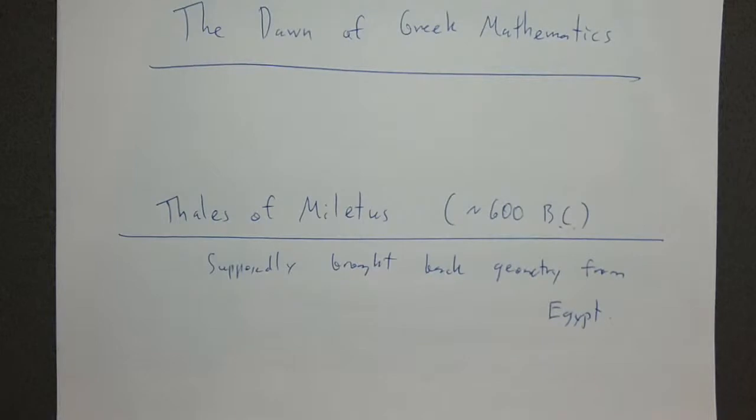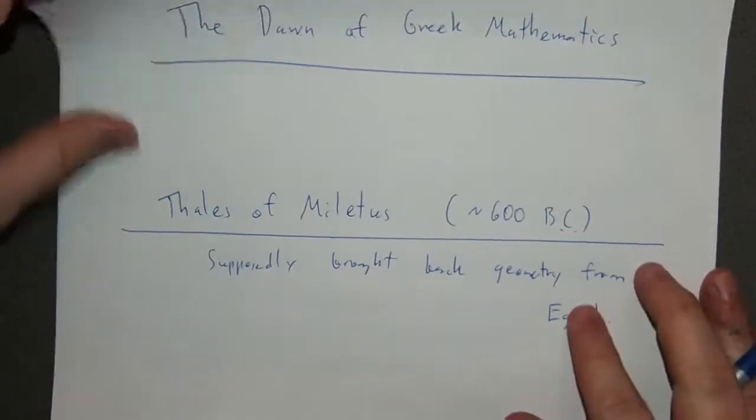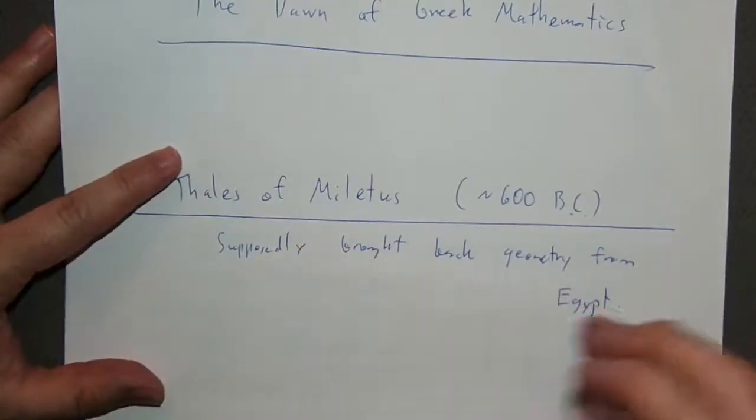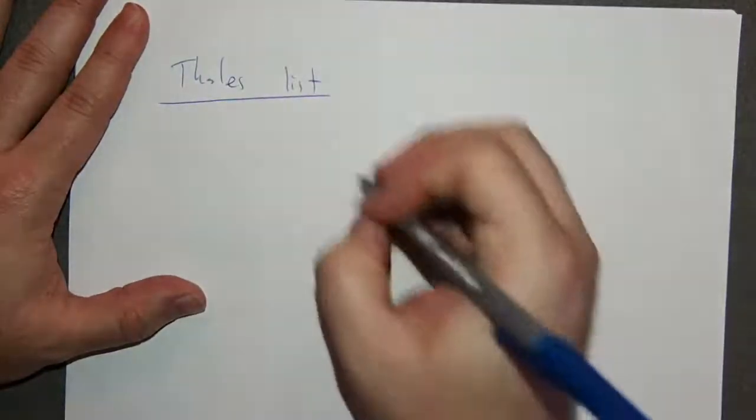There was also a story that he predicted a solar eclipse in 585 BC. So, the possibility of him using Babylonian observations to do this was something that others had mentioned. So, the list of things that he's known for. So Thales list. What is he known for?